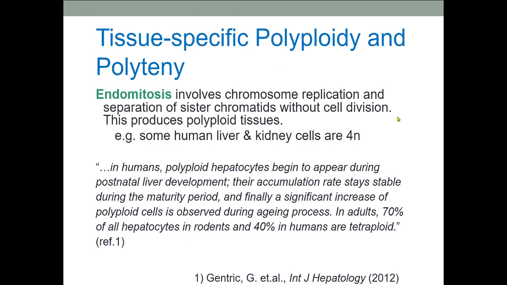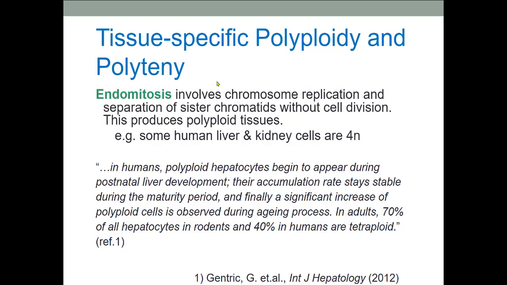In humans, tissue-specific polyploidy has been identified. So polyteny here, we're going to see in a minute with some fruit fly stuff, but polyteny is where a part of a chromosome duplicates again and again and again. So rather than duplicating an entire genome, we duplicate a part of a chromosome. So this is a process called endomitosis. So the chromosomal replication happens, separation of sister chromatids happens, but then we don't actually divide the cell.